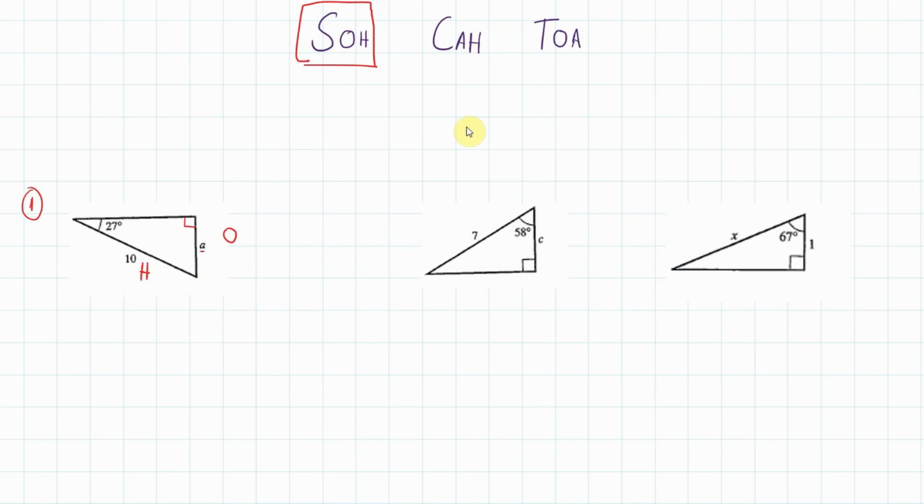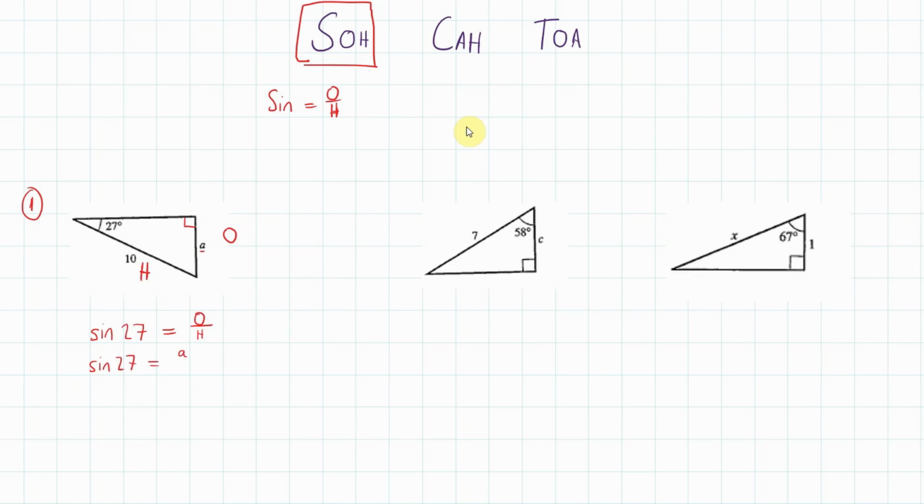And here's what we do. Get ready. You might want to write this one in your books. We go sine 27 equals opposite over hypotenuse. Okay, so sine equals O over H. The first letter goes on top, the second letter goes on the bottom. Okay, and then don't put that on your calculator yet. We don't know what O is.